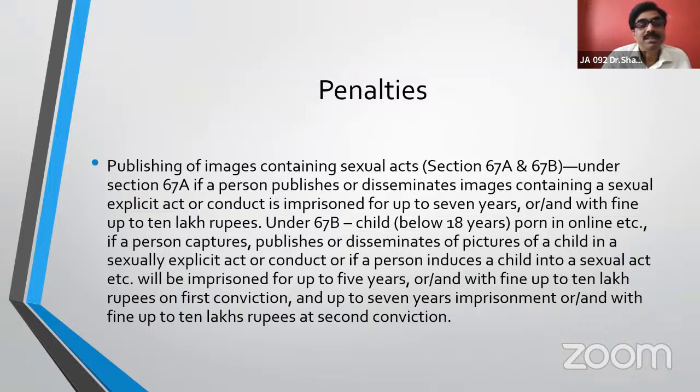Under section 67B, for a child below 18 years, if a person captures, publishes, or disseminates pictures of a child in a sexually explicit act or conduct, or induces a child into a sexual act, he will be imprisoned up to 5 years and with a fine up to 10 lakh rupees on first conviction, and up to 7 years imprisonment with a fine up to 10 lakh rupees on second conviction. So there are different penalties for first and second conviction.